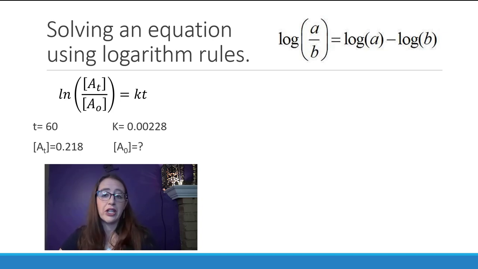The rules work the same regardless of what the base of the logarithm is, and so we can use that same set of rules that I listed on the first page for this one, and theoretically for other bases, though usually natural log and log base 10 are the two that we use in chemistry. Let's start the same way that we did our last one. Let's just put all of our numbers in.